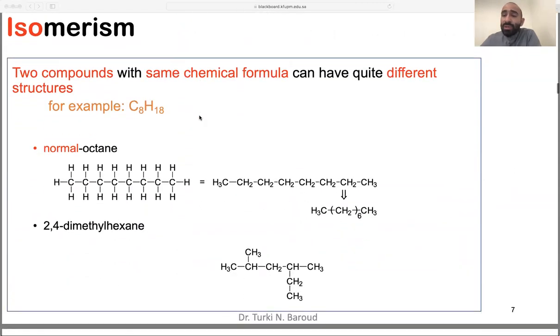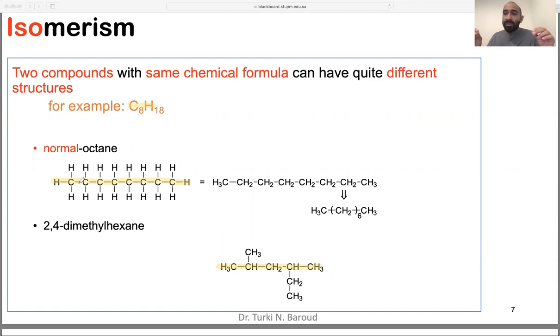So now we will get into what's called isomerism. Isomerism is when you have 2 compounds that have the same chemical formula but different structure. As you can see here, this one has a different structure compared with this one, right? Here all the carbons are aligned in a single chain, kind of horizontal. But here you get some branches.